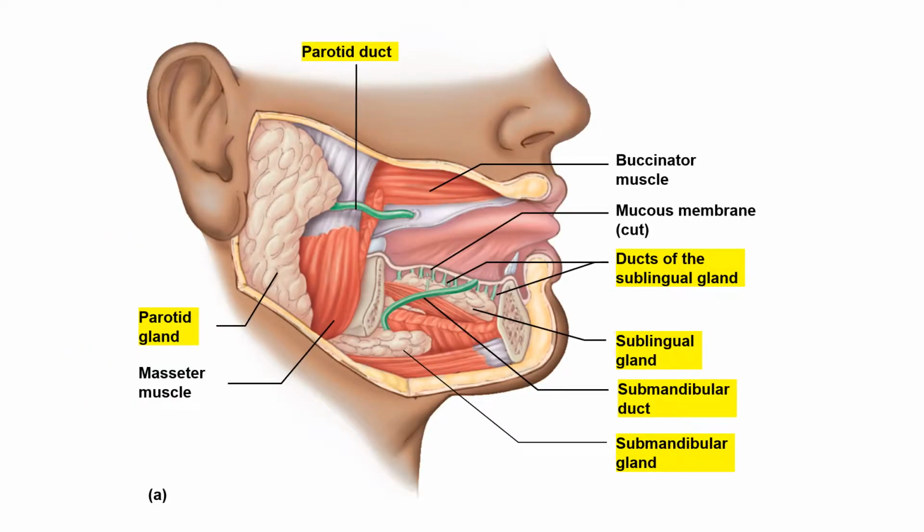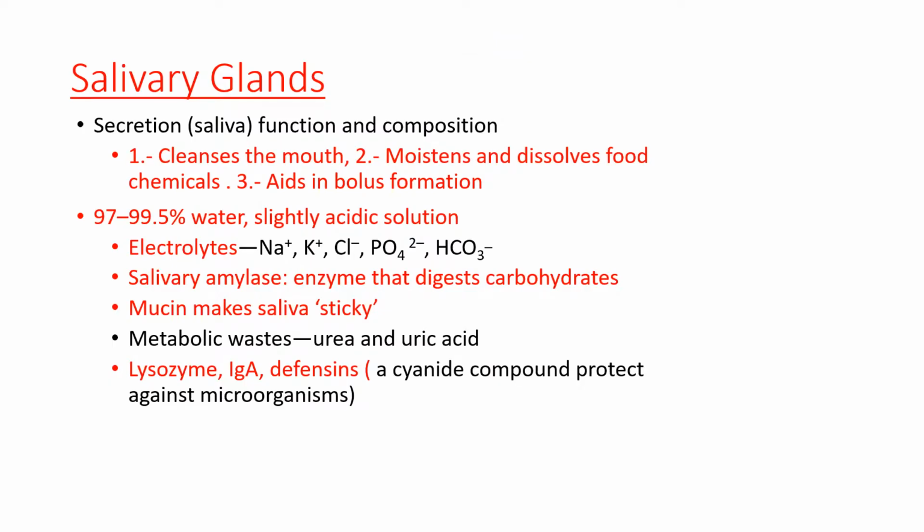Salivary glands are accessory organs of the digestive system. There are 3 main salivary glands: the sublingual, submandibular, and the largest, which is the parotid gland. The functions of saliva include the cleansing of the mouth, moistening and dissolving the food, and aiding in the formation of the bolus of food which will be swallowed.